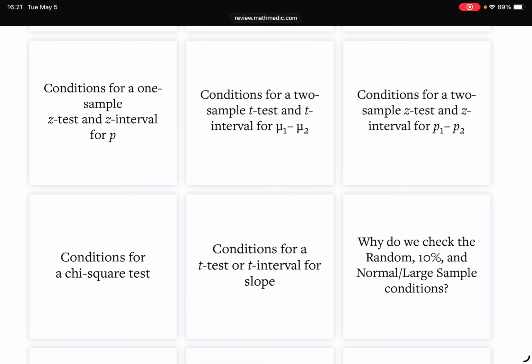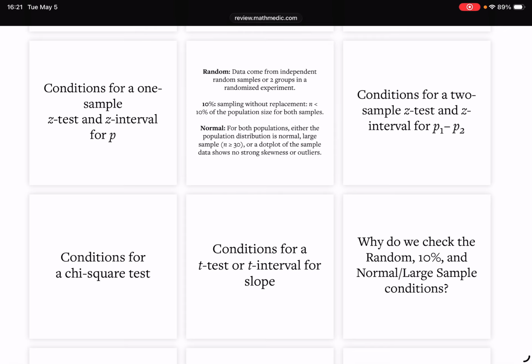Conditions for a two sample t-test and t-interval for mu1 minus mu2. Okay, notice that these are all the same. You just need to make sure you do random, 10%, which is independence, and normality for both of them. So both for mean 1 and mean 2.